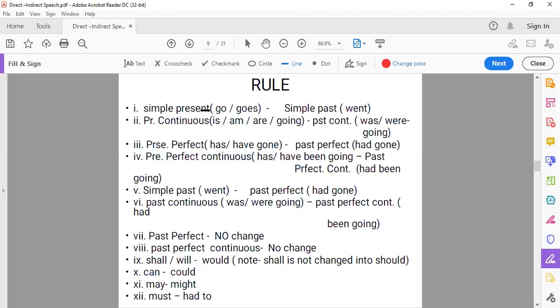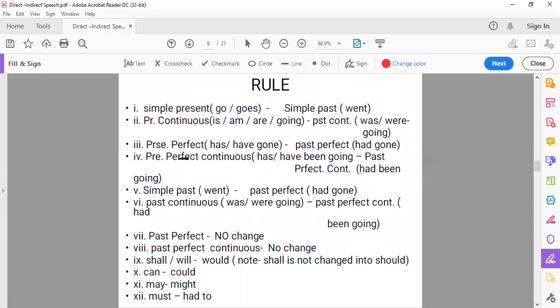Here you must understand that if the reporting verb is in past tense and reported speech is given to you in simple present, that means first form with S or ES or simple first form, this will change into simple past. That means first form will change into second form. If we are given reported speech in present continuous, that means is, am, are plus first form ing, this will change into past continuous. That means was, were plus first form ing. That means is, am, are changed into was, were. The main verb does not change.